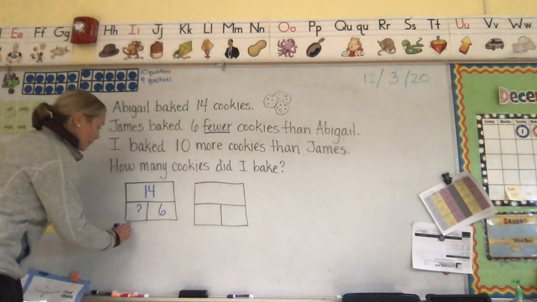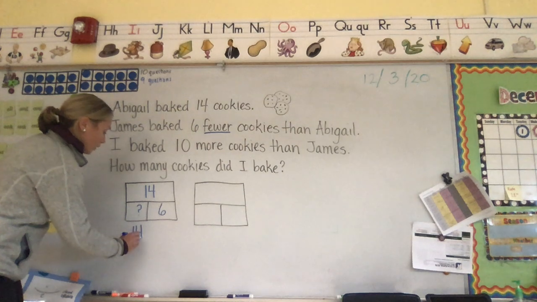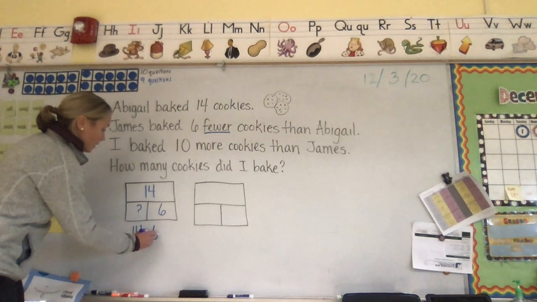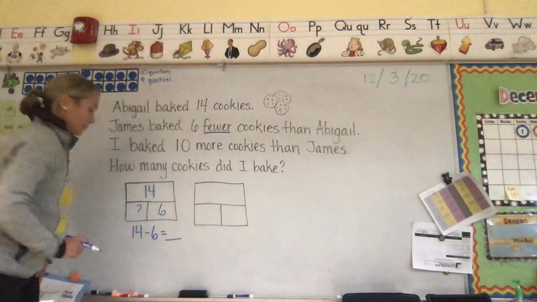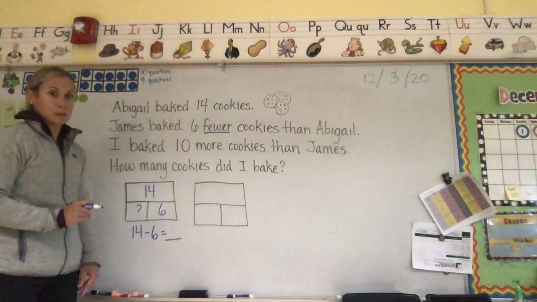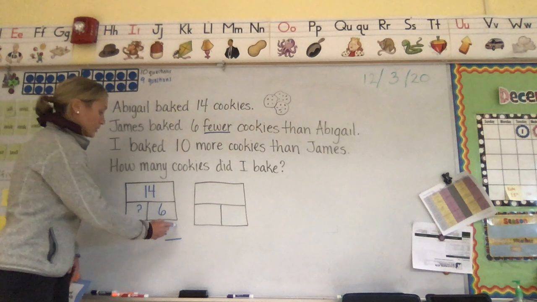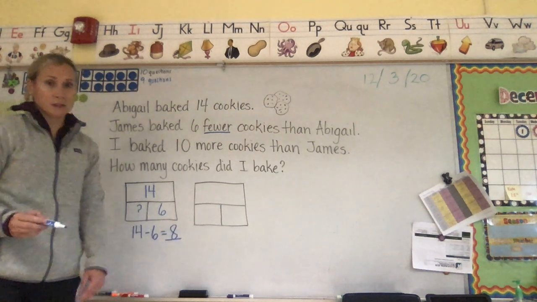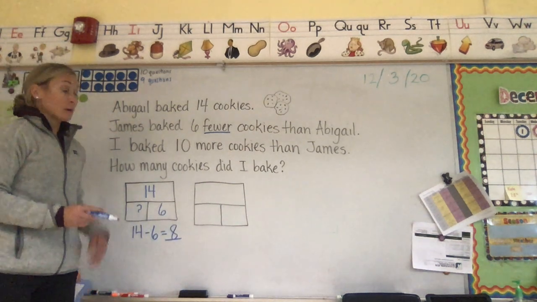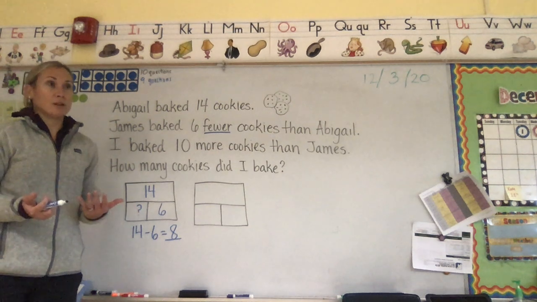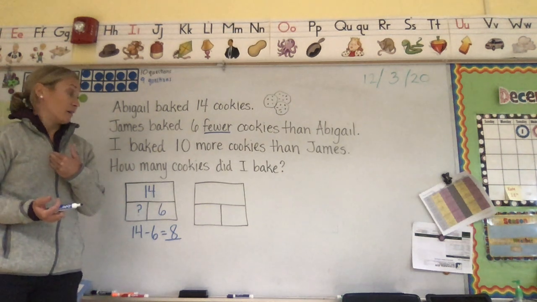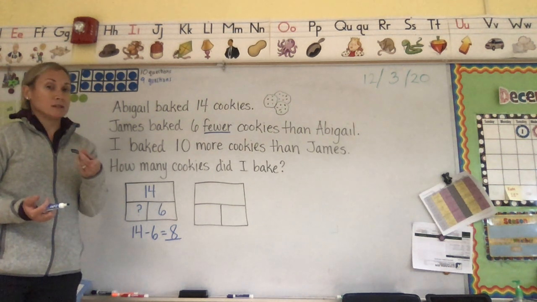So my first step would be to start with 14, take away 6 to get how many cookies James baked. So I know that 14 minus 6 equals 8. So James must have baked 8 cookies. But I'm not finished yet because I haven't figured out how many cookies I baked. I baked more cookies than James.